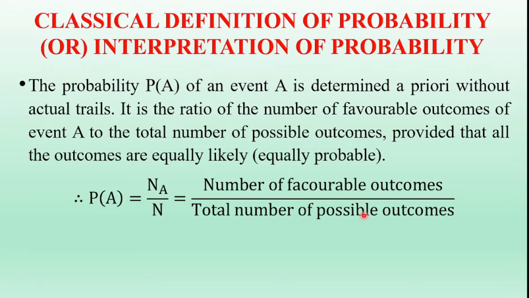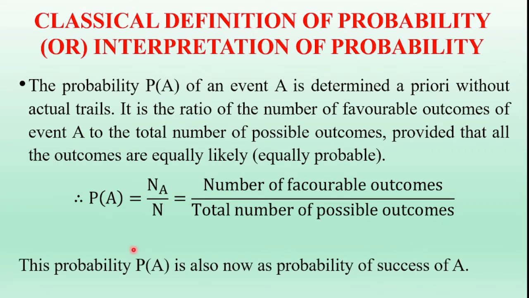If there are capital N exhaustive, mutually exclusive and equally likely events, out of which N suffix A events are favorable to the happening of an event capital A, then the probability of event A is defined as probability of A is equal to N suffix A divided by N, where N suffix A is the number of favorable outcomes of the experiment and capital N is the total number of possible outcomes of the experiment.